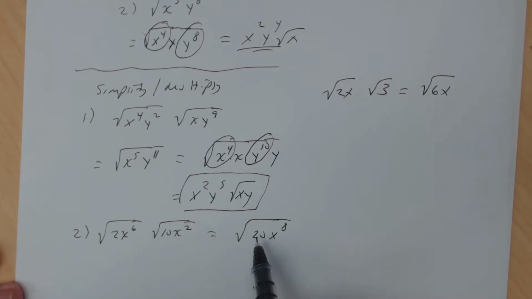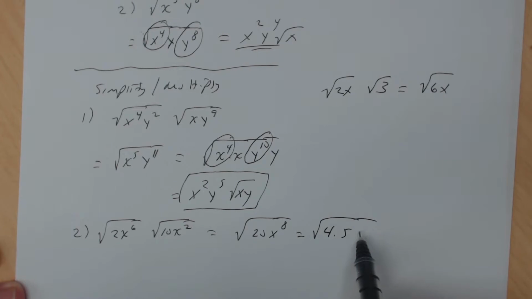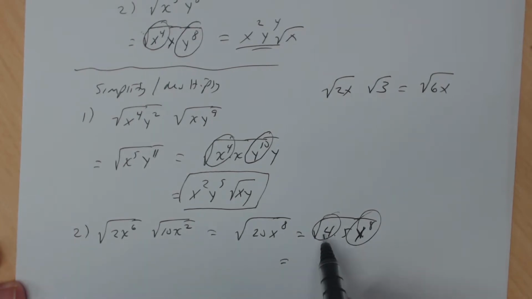20, though, is not a perfect square, but besides 1, the other perfect square that goes into 20 is 4. So I'm going to write this as the square root of 4 times 5 times x to the 8th. And I'm going to circle these two because those are the two I can take the square root of and get something nice. So the square root of 4 is 2. The square root of x to the 8th will be x to the 4th. I'm left with the square root of 5.